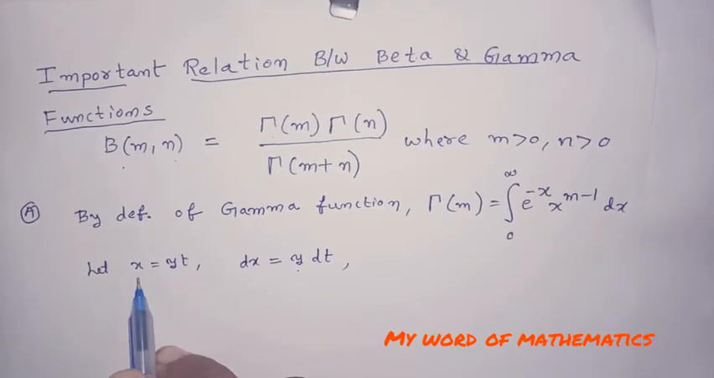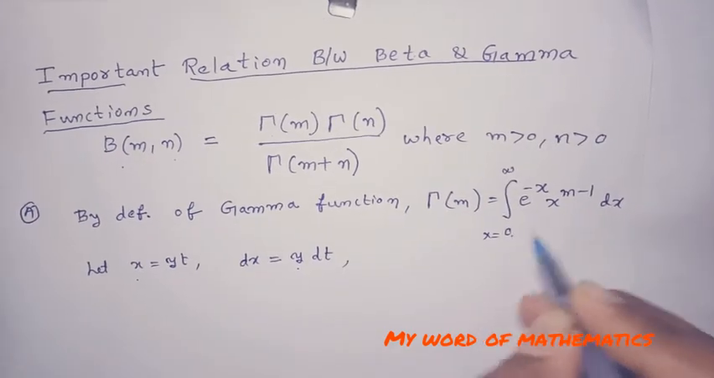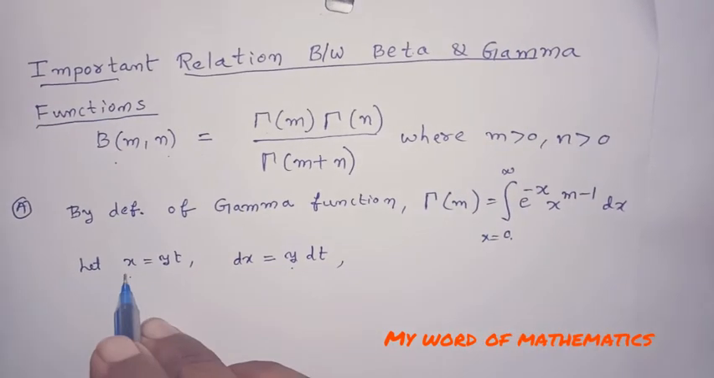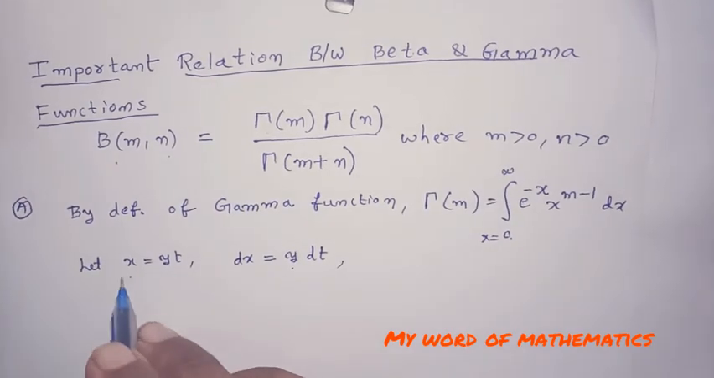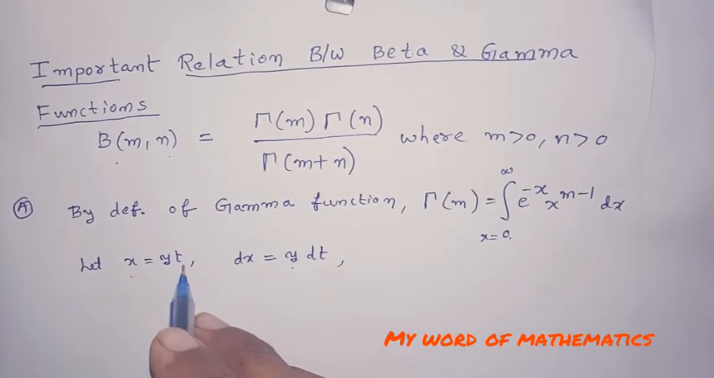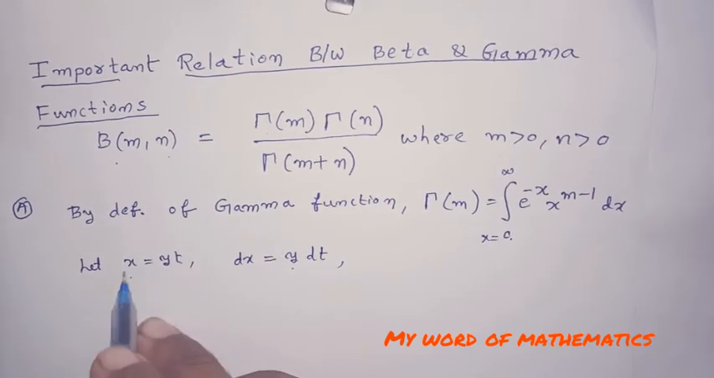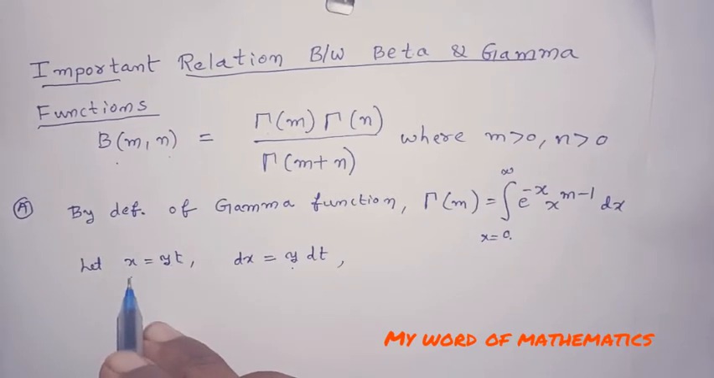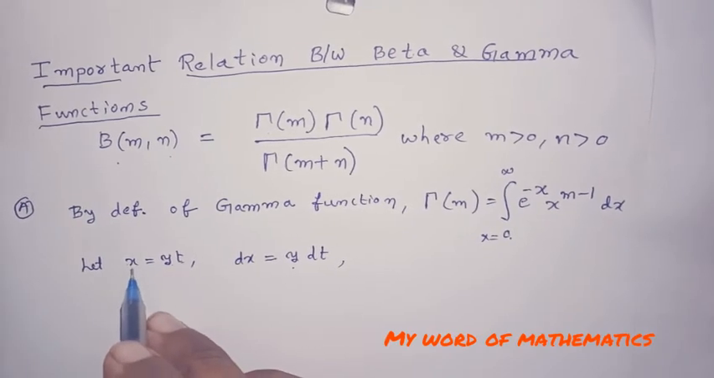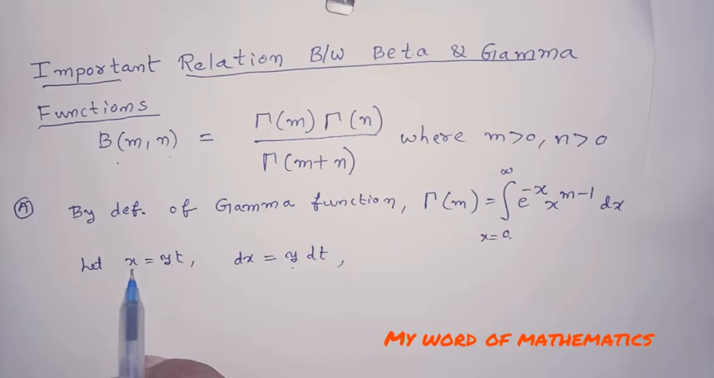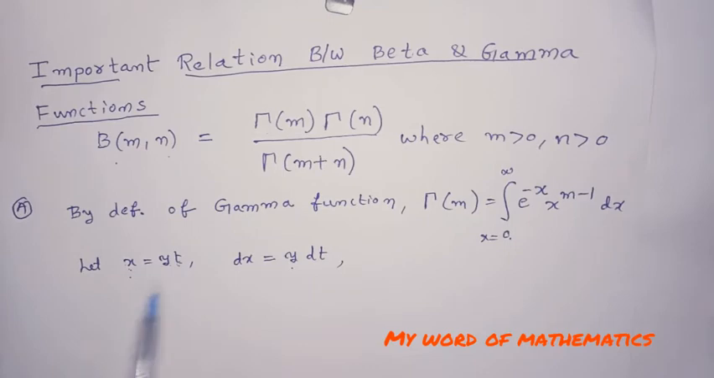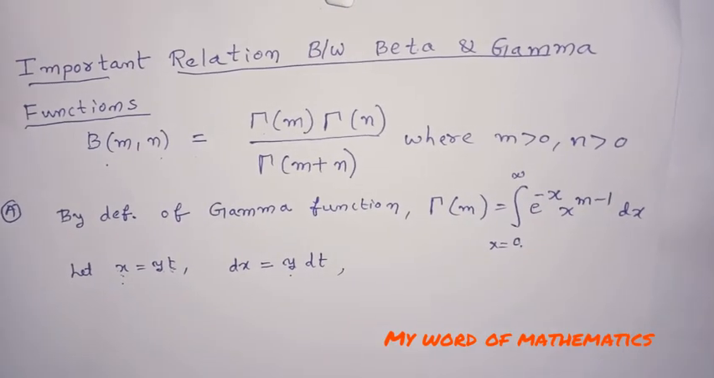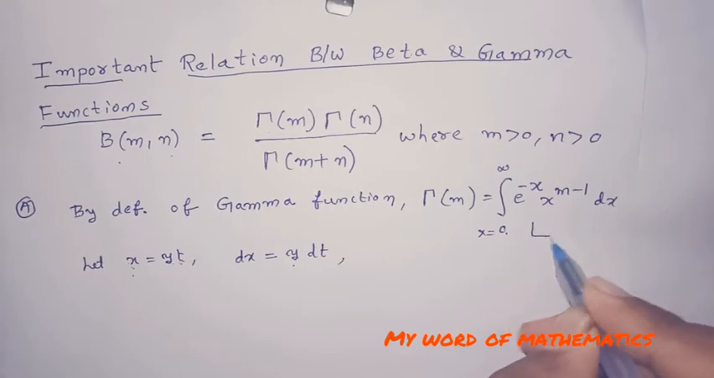Okay, here x is moving from 0 to infinity. Therefore, when x is equal to 0, t is also 0. When x is infinity, t will also become infinity, because yt is equal to infinity. Therefore, t is equal to infinity by y, and infinity by a constant is also infinity. So when x is equal to 0, t is also 0, and when x is equal to infinity, t is also infinity. Therefore, t acts as x. Okay, assume that this definition as 1.